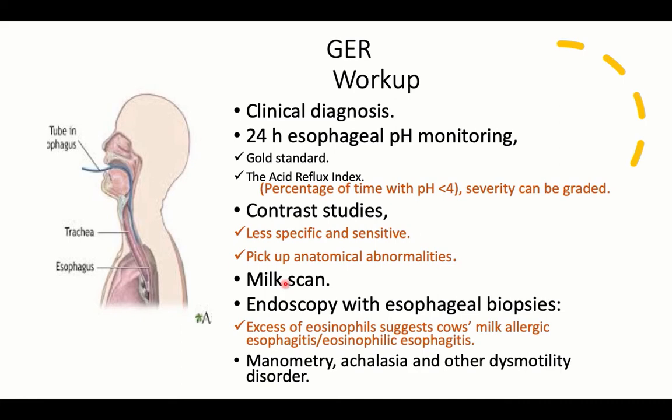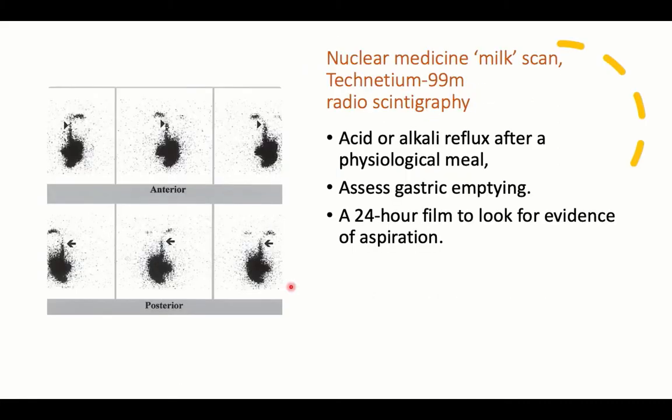Another investigation that can be used is the milk scan. The milk scan is a nuclear study using technetium-99 radioscintigraphy, where milk is used to diagnose reflux of gastric content into the esophagus. It has an advantage over the contrast study. It can diagnose acid or alkali reflux after a physiological meal, which is the milk.